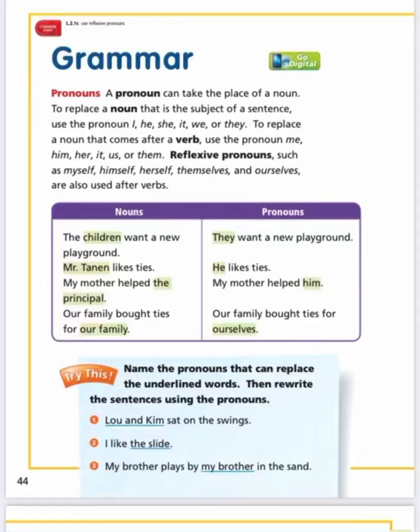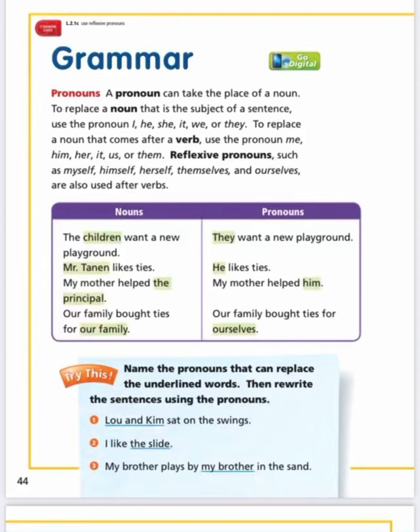Grammar. Pronouns. A pronoun can take the place of a noun. To replace a noun that is the subject of a sentence, use the pronoun I, he, she, it, we, or they. To replace a noun that comes after a verb, use the pronoun me, him, her, it, us, or them. Reflexive pronouns such as myself, himself, herself, themselves, and ourselves are also used after verbs.